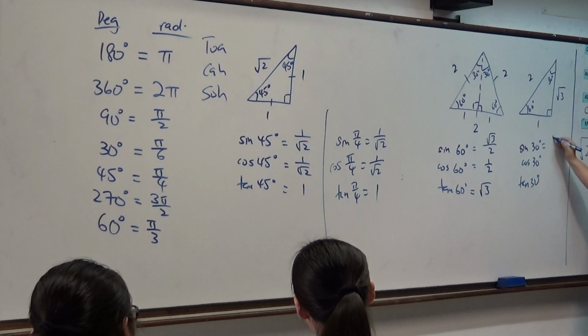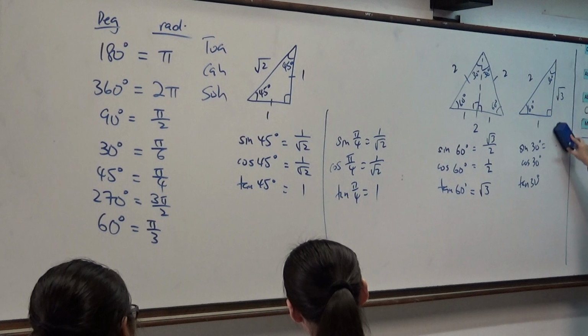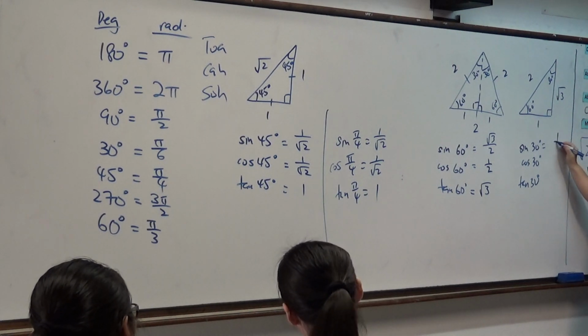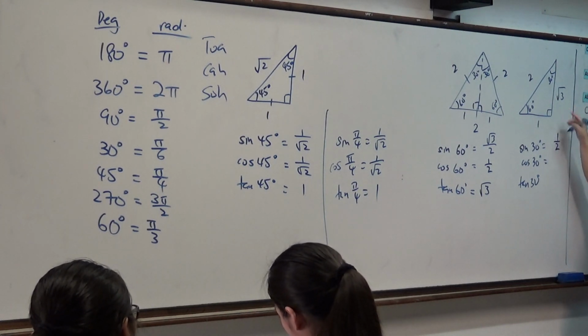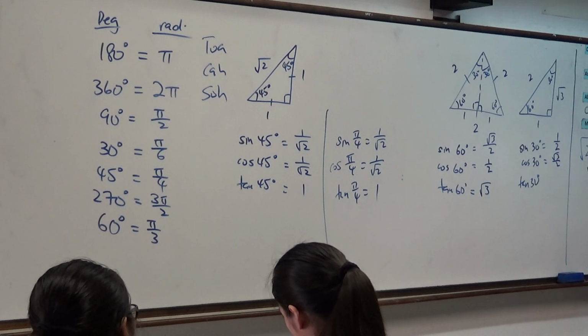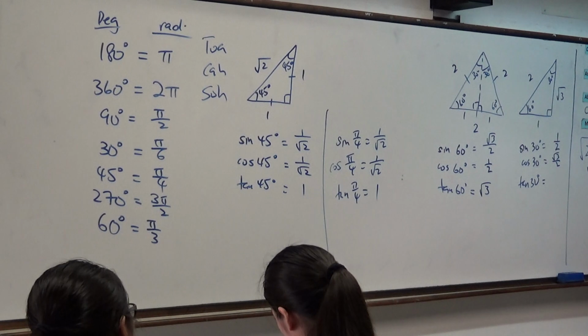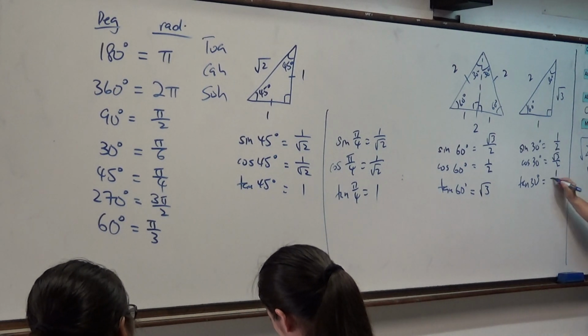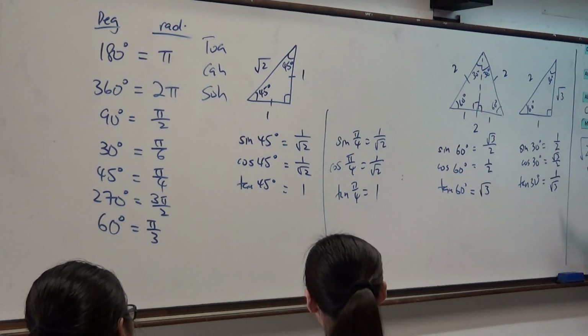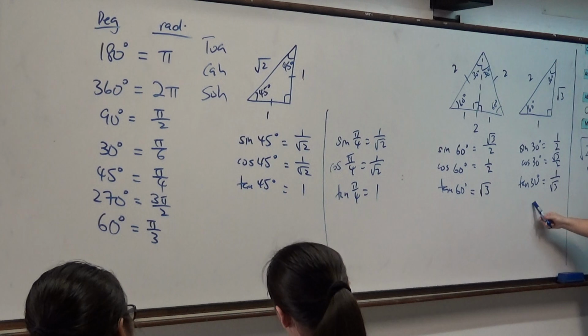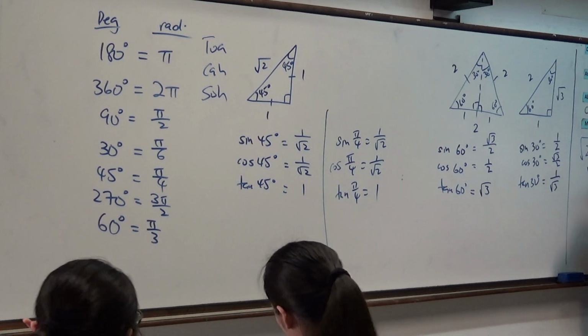Now, then we also have sine 30, cosine 30, and tangent 30. Sine will be what? 1 over 2. Cosine? Root 3 over 2, right? How about tangent? 1 over root 3. Is it correct? Opposite over adjacent. Okay, now if I want to replace by radians, what will this become? Pi over 6. Everybody clear?